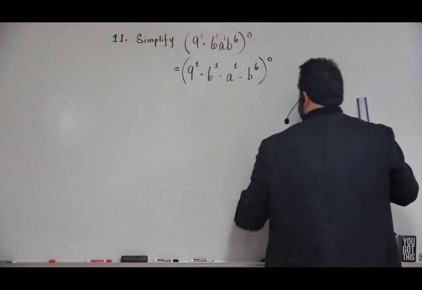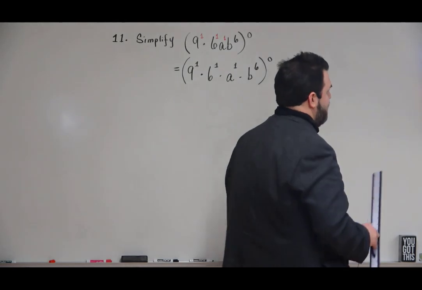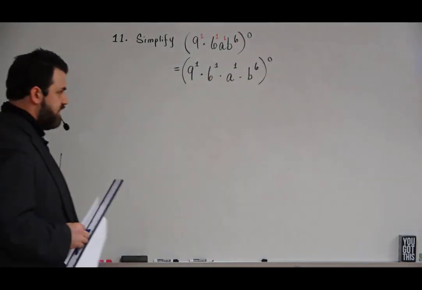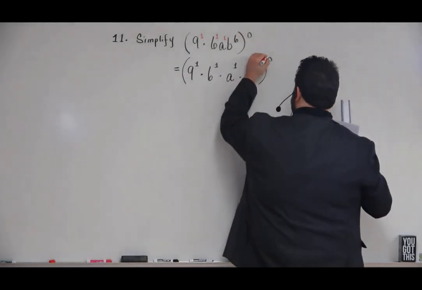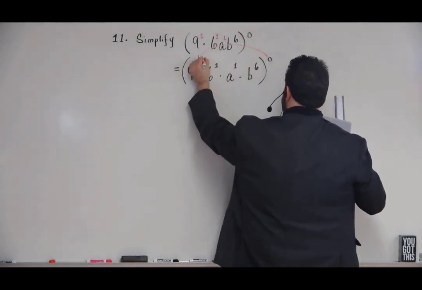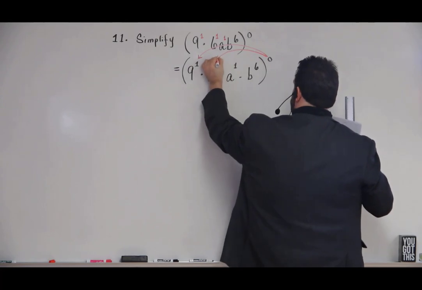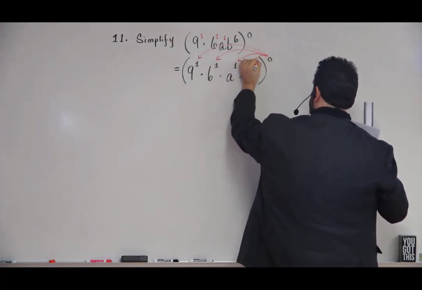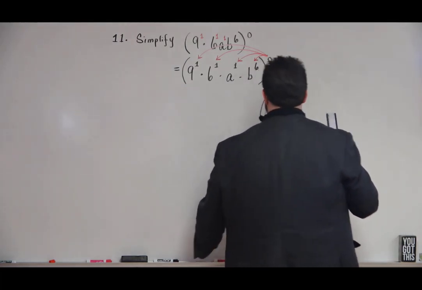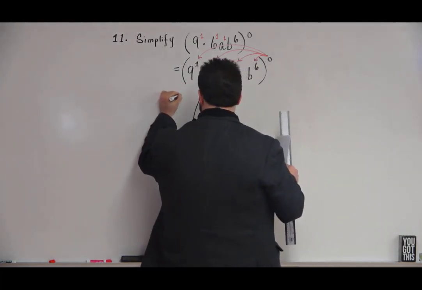Now, I know what some of you are thinking. You're seeing the pattern here. You're seeing the answer. But please do not rush, okay? I need you to show me that you understand the power of a product rule by distributing the 0 to each term. Okay, so let's go ahead and write it out.